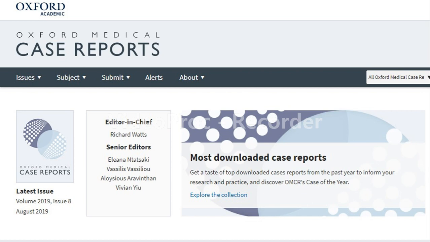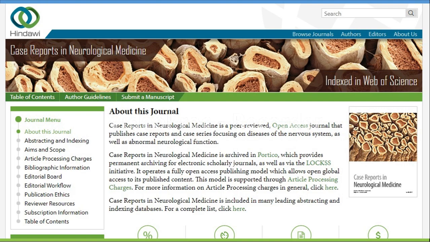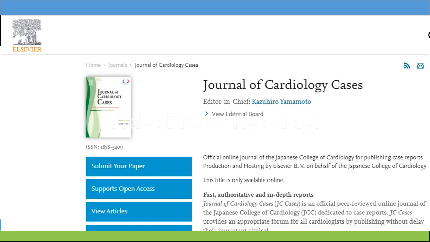Apart from that, there are many other good biomedical journals which are dedicated only to publishing case reports. I'll give you a couple of examples. There are more than 100 out there. For example, this is a journal known as Oxford Medical Case Reports. Then you have Journal of Medical Case Reports, which is published by BMC, BioMed Central. Then we have this one, specific to neurology, by Hindawi, Case Reports in Neurological Medicine. Again, it is indexed in Medline. Then again, Case Reports in Neurology by Karger. And if you are working in cardiology and you see an interesting cardiology case, you might want to publish it in Journal of Cardiology Cases.